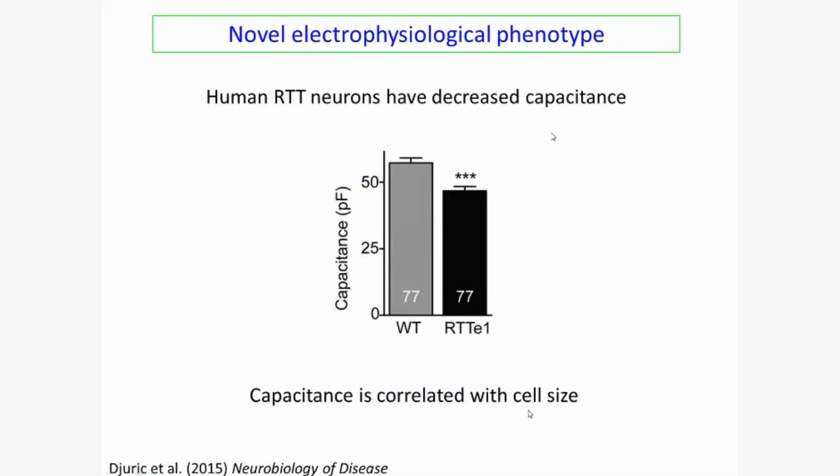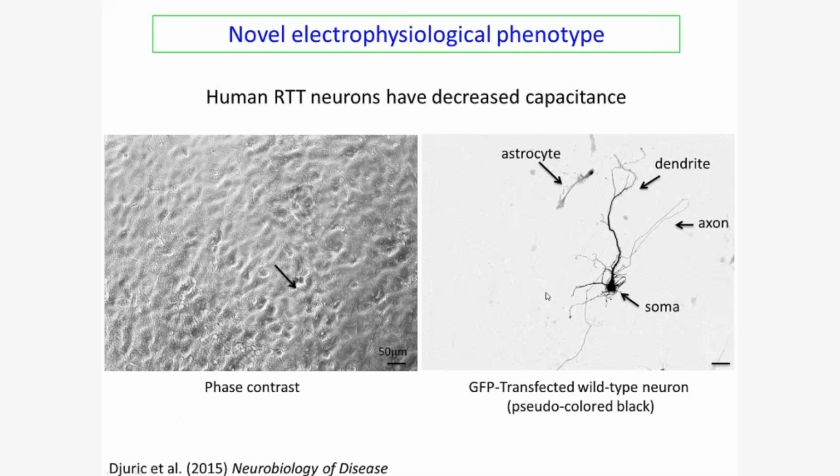Another electrophysiological phenotype that was observed in these studies was a decrease in the capacitance of individual neurons. And this is particularly notable because capacitance is correlated with cell size. And we know from work in the rodent system, or we expect as a result of work in the rodent system, that our human neurons are going to show a decrease in their overall dendrite complexity as well as a decrease in their soma size.